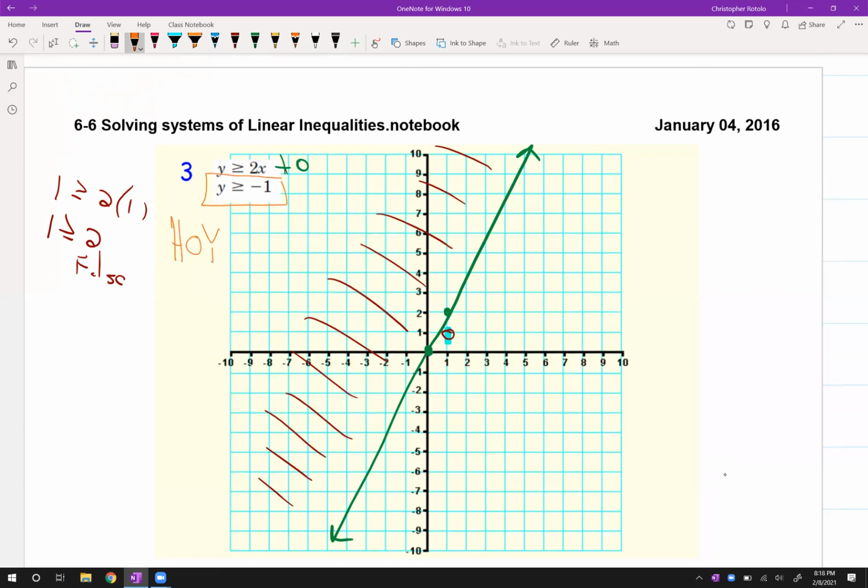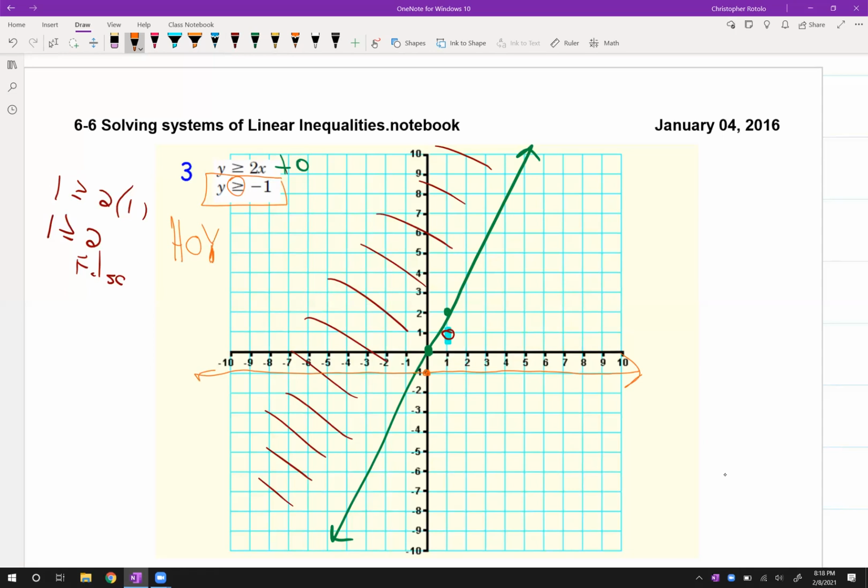Hoy, hoy. That's your hoy alert. It's a horizontal line at -1. So here's my -1. I'm going to make sure, yep, it's a solid one. Here we go, solid line. That's the best I can do right now. And here we want it to be greater than.